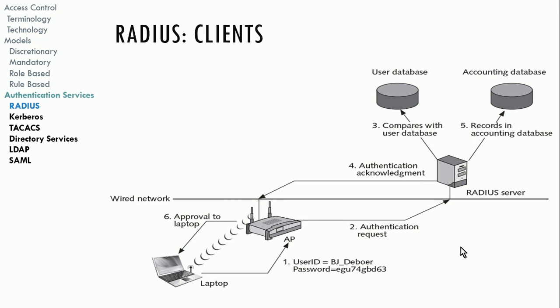So anyway, our authentication request goes from the access point to the Radius server. The Radius server is going to compare with the user database. It might look up something in the accounting database, and then it's going to acknowledge the authentication back to the access point. Once the access point realizes that the user is allowed to authenticate, that it's a valid user because the server has told it this, it gives it a token, and it goes back and approves the laptop to connect to the network. And at that point, that device can now connect to the network.